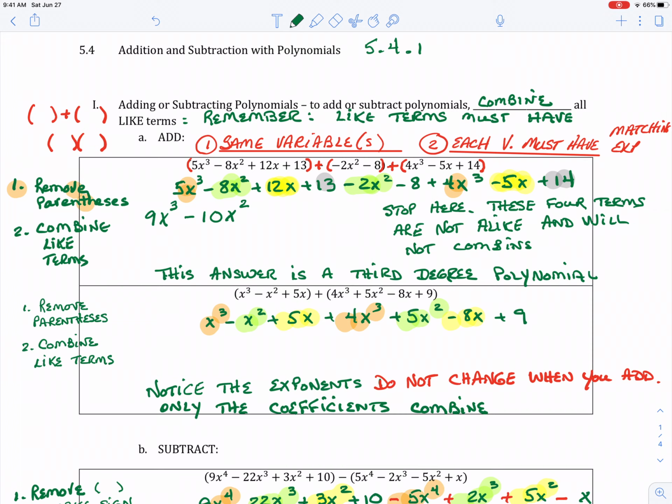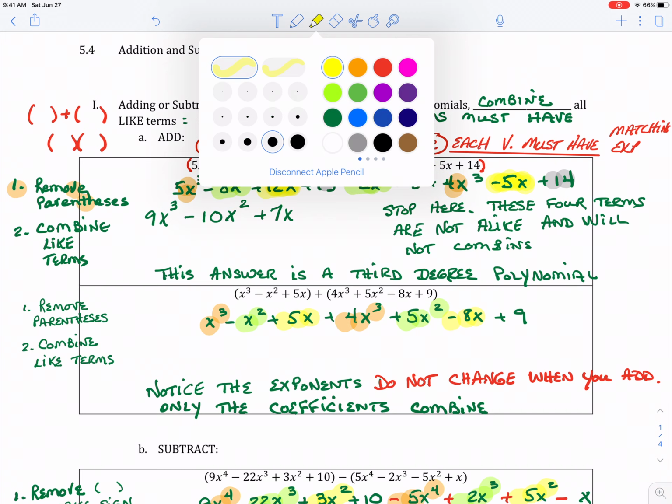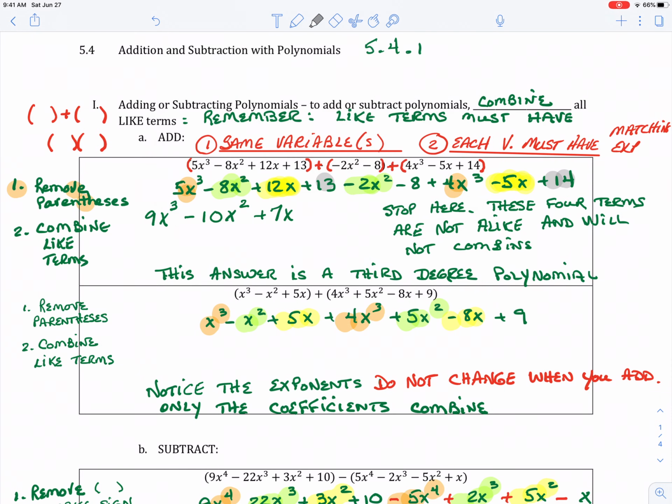All right, so let's look here, the ones that are highlighted in yellow. Here's a positive 12x, and down here I see a negative 5x. Those are both first degree x's, so I'm going to combine those and get positive 7x. And then the last ones that I see here, in gray: positive 13 is a constant, positive 14 is a constant. Those are like terms, so I'm going to combine those and get positive 27.